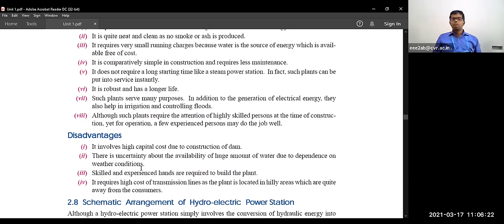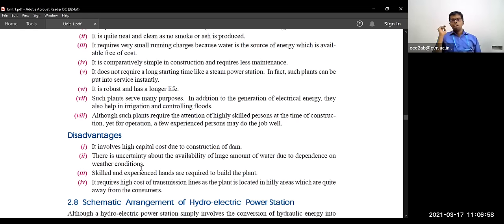So next thing, it requires a high cost of transmission lines, as the power station is located in hilly areas, which is quite far away from the consumers. Hilly areas are very far from the consumers or load dispatch centers. Nearly 400, 500 kilometers long, you have to transmit that power from hilly areas to consumers.